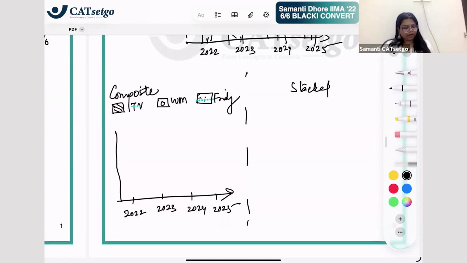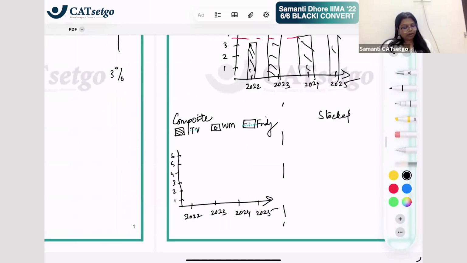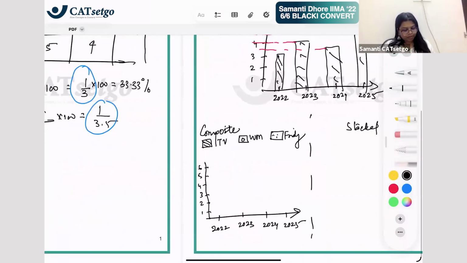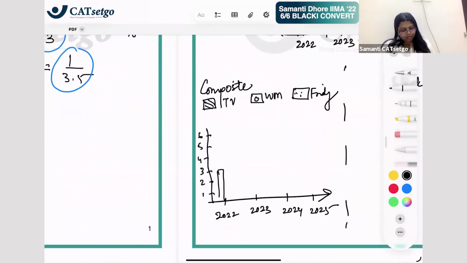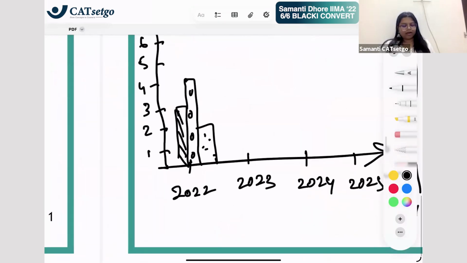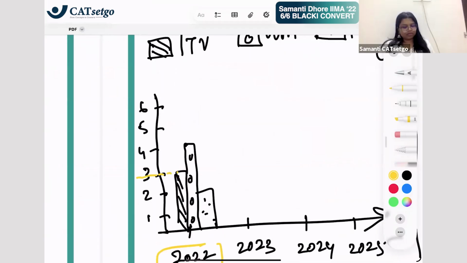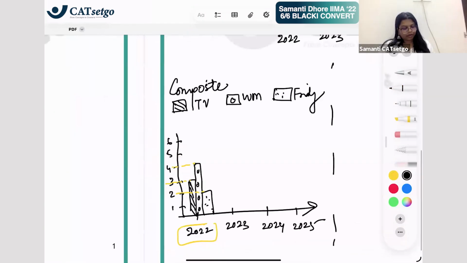Now what you do is, in 2022, 2, 3, 4, 5, 6. So in 2022, TV was 3 units, washing machine was 4 units, and fridge was 2 units. So I'm going to draw it here. This was 3 units. Then next to it something was 4 units, and then there was 2 units. And then I'll color it. So now through one single graph, you are able to read that in 2022, this thing is the TV. My TV was sold 3 units. This thing was sold 4 units. This thing was sold 2 units. Right? And similarly, I will draw it for 2023 also.